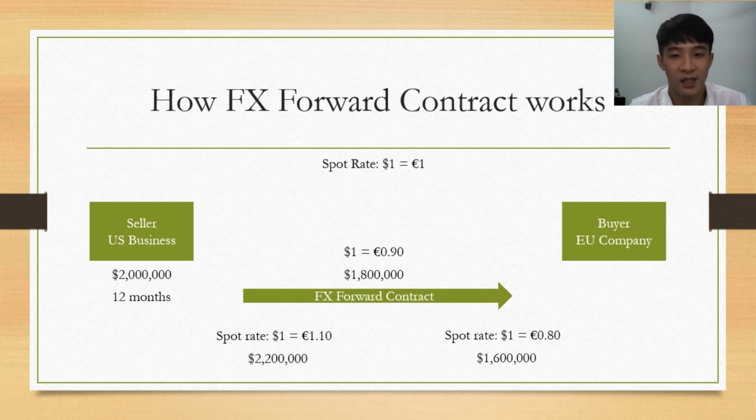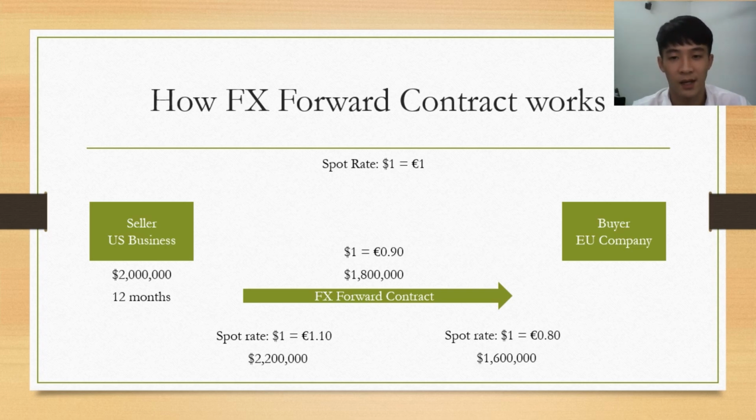Therefore, it enters into an FX forward to sell the 2 million in 12 months to lock in the rate at $1 to 90 cents of euro. So this is one of the ways to protect its income. And at this moment, if the rate is $1 to 90 cents of euro, the revenue that the seller will get will be 1.8 million US dollars.